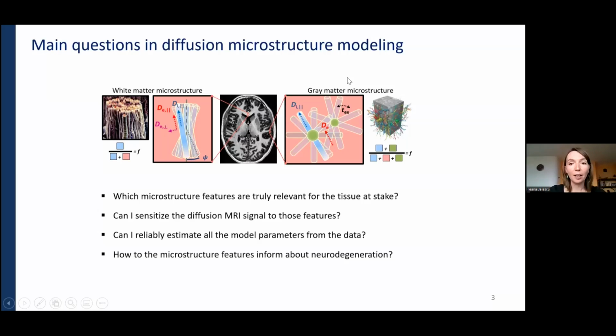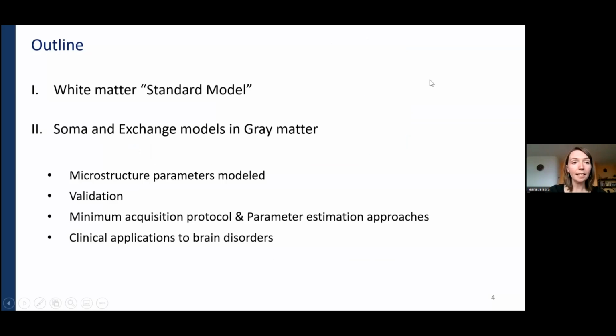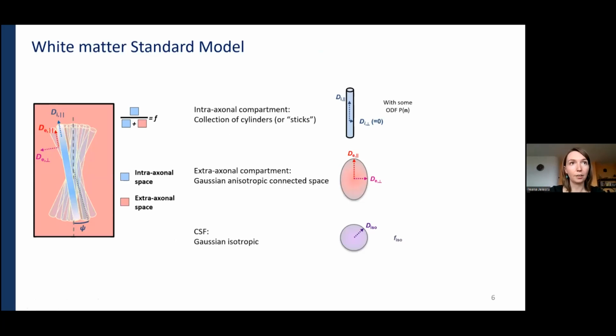Okay, great. So in this talk, I will start off with the white matter standard model and then move on to the gray matter models, namely the soma exchange models. For each of them, I tried to cover some common aspects, which are the microstructure parameters of the model, where we are in the validation process, the minimum acquisition protocol, and the different parameter estimation approaches that are available, as well as, if applicable, clinical applications to brain disorders. So let's start with the white matter standard model.